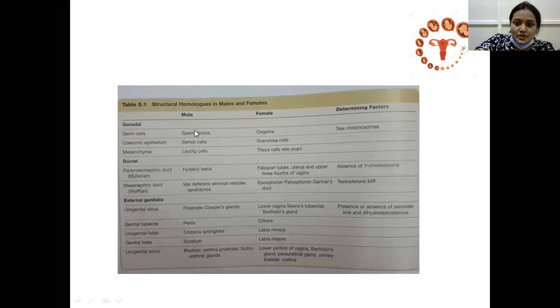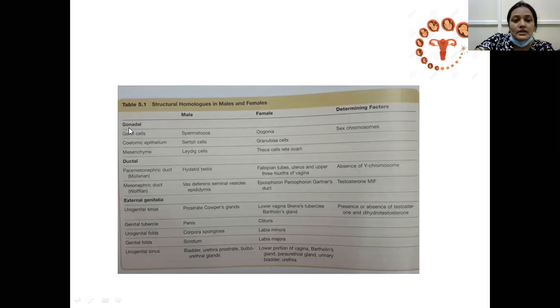This table is from your book, Shaw. It is the structural homologs in male and female, and you must know this. The concept of structural homologs is very important from your entrance point of view, because I have already told you.